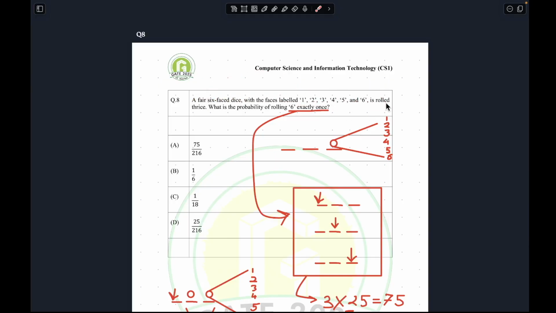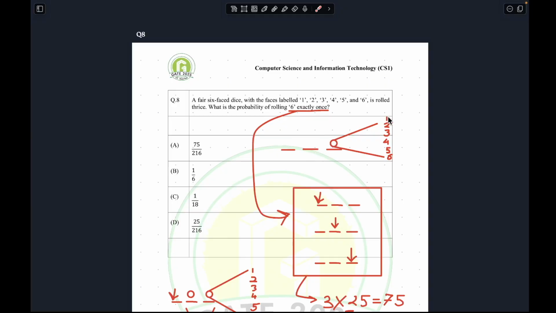Then it says it is rolled thrice. So the same dice is thrown 3 times. What is the probability of rolling 6 exactly once? Basically, if the dice is thrown 3 times and the results are noted down over here, then 6 is present exactly once, so 6 may come over here, may come over here, or may come over here. The other thrown dice's outcomes must be something different.